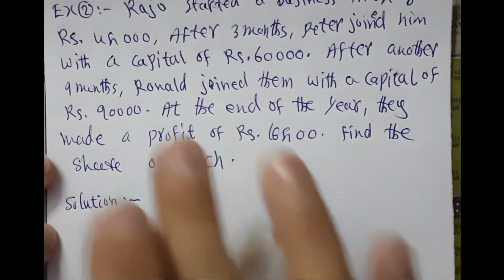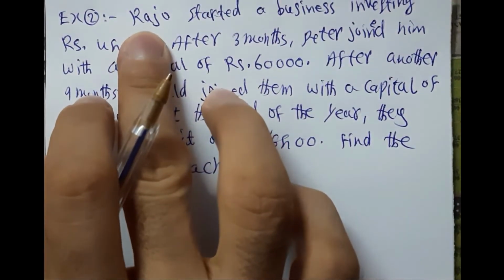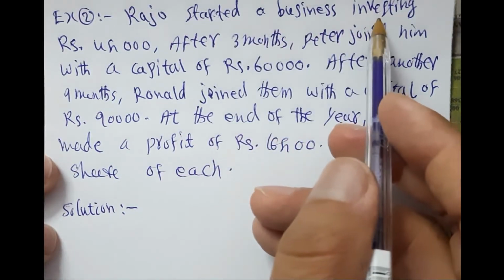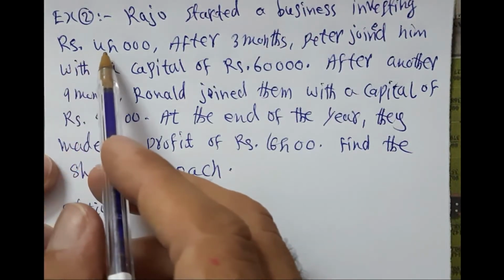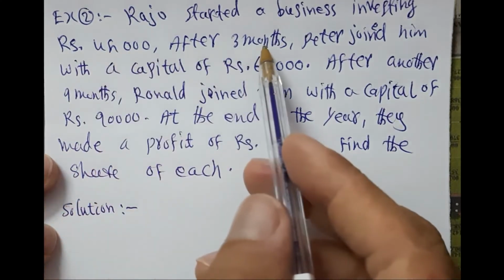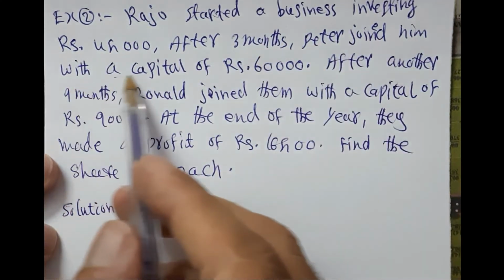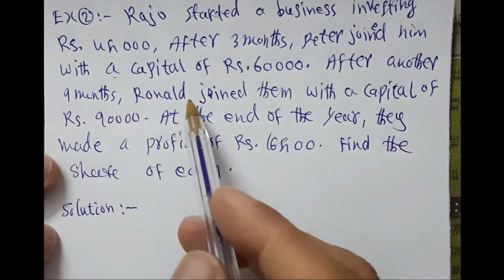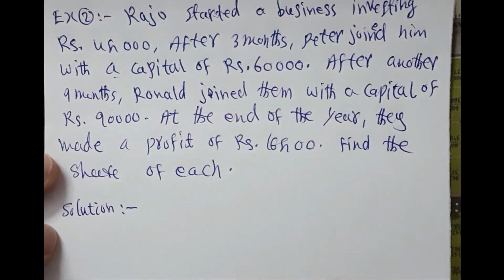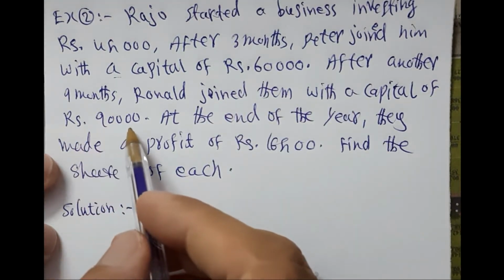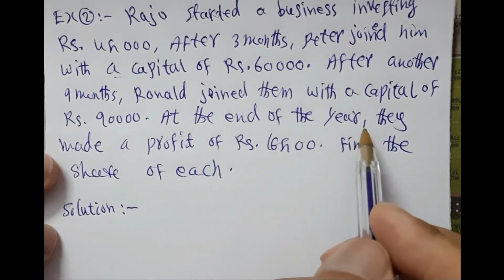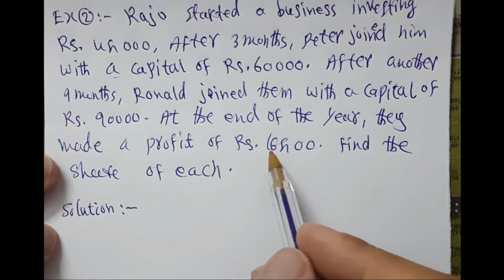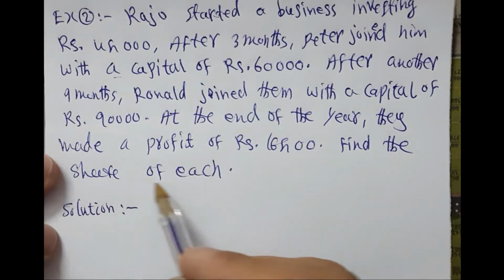Second example. Raju started a business investing Rs 45,000. After 3 months, Peter joined him with a capital of Rs 60,000. After another 9 months, Ronald joined them with a capital of Rs 90,000. At the end of the year, they made a profit of 16,500. Find the share of each.